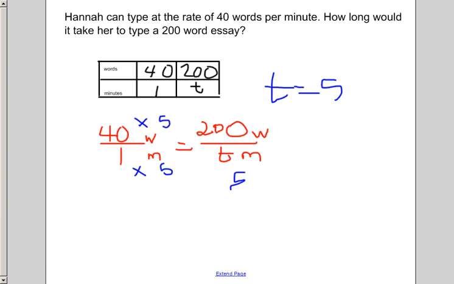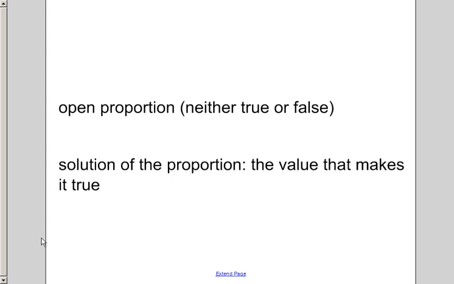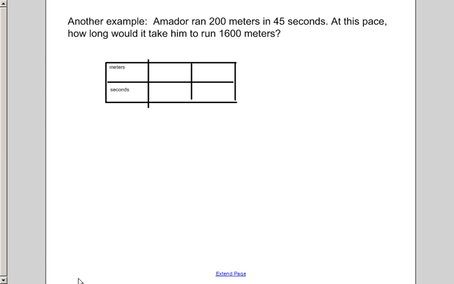All right, let's go back. So an open proportion is neither true nor false, and the solution of the proportion is the value that makes it true. So here's another example. Amador ran 200 meters in 45 seconds. Let's get our pen. 200 in 45 seconds. And we want to know how long, at this pace, how long would it take him to run 1,600 meters?